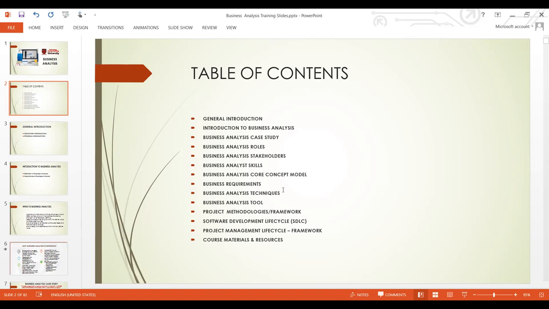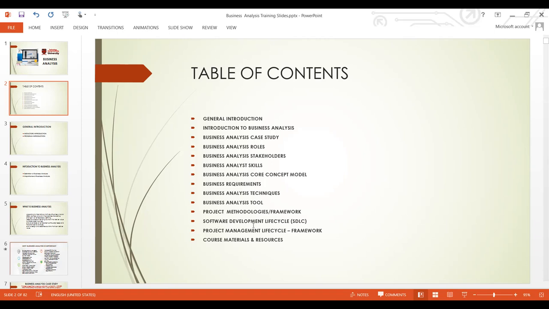But looking at the whole table of content, we have a business analysis core concept model. Then we have business requirements, business analysis techniques, business analysis tools, and project methodology or framework in business analysis. We look at the software development lifecycle, the project management lifecycle, and then we conclude the training.